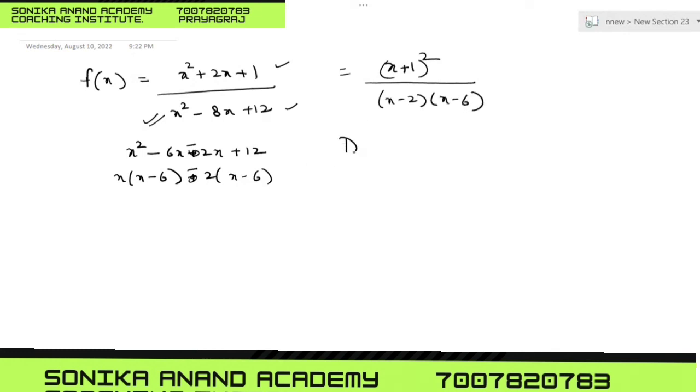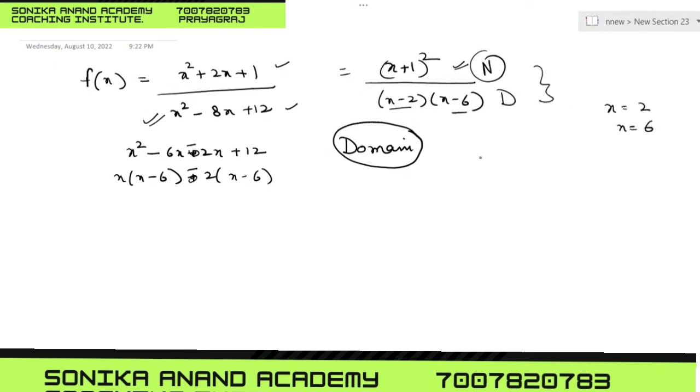Now if we have to find the domain, clear? Yes, ma'am. We have to consider only the denominator. Okay? If we have numerator and denominator both, clear? These two elements, x doesn't have the value of 2 and 6. Otherwise we can't solve this. Okay? So for this case, all the real numbers except 2 and 6. This is the domain. Okay, ma'am. When we have something like this, clear? Clear, ma'am.